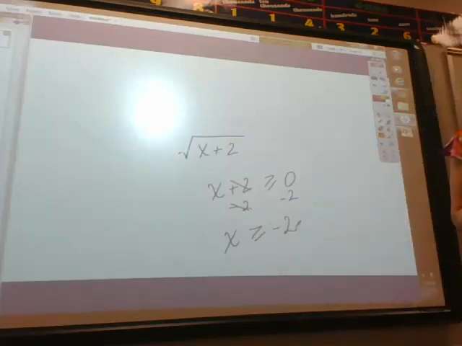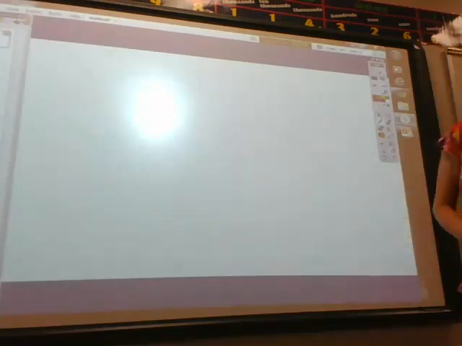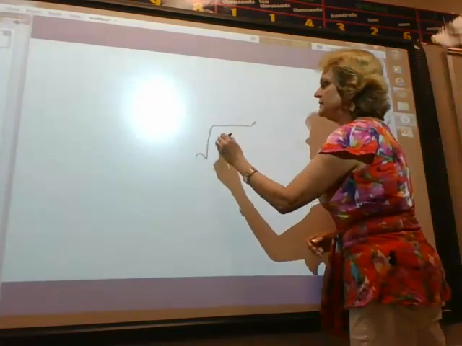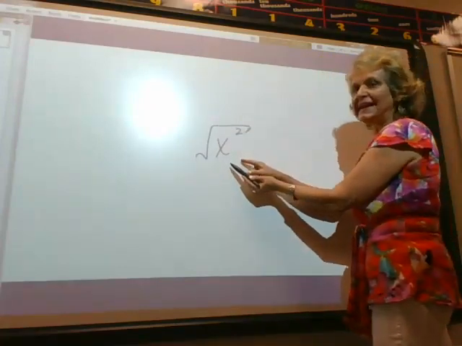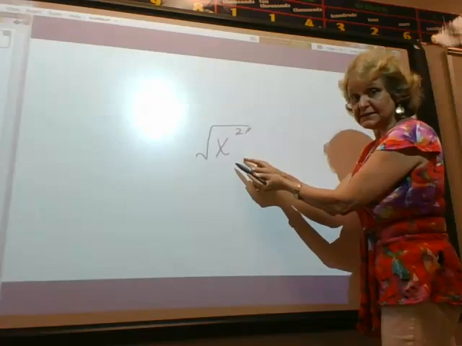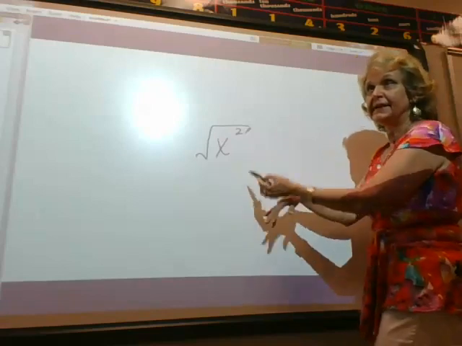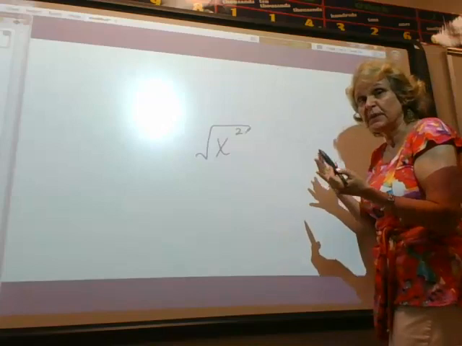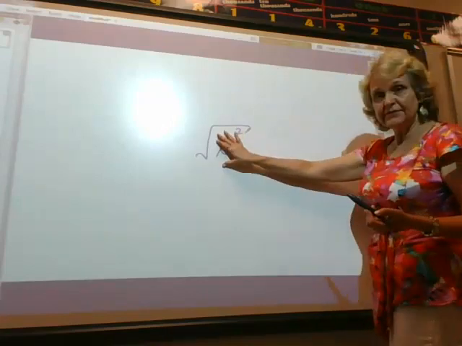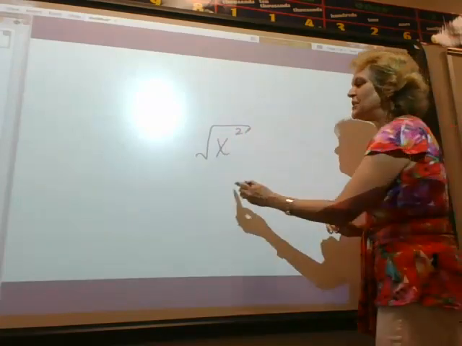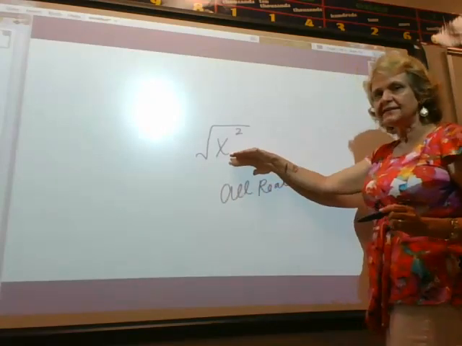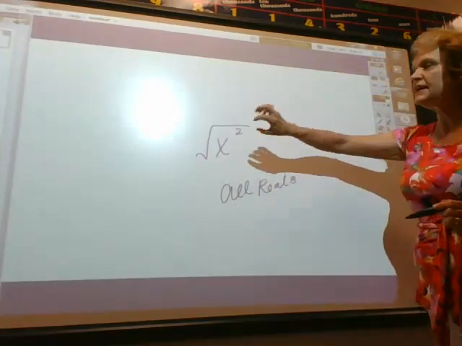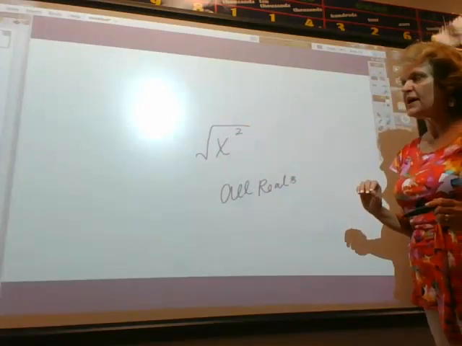The next one says to determine the values of x that make this real. Now, this is really simple because we know that any number getting squared is going to be positive. Negative 5 times negative 5 is positive 25, and I can have a positive under here. So for this one, I would just say all reals, because anything getting squared is going to be positive, and any positive number can be under the radical.